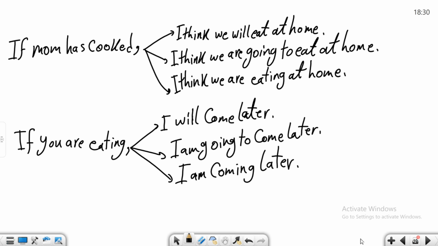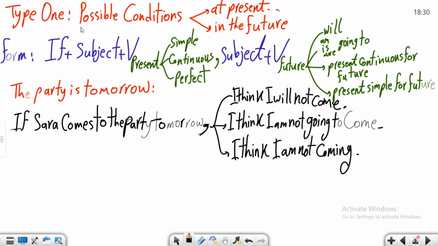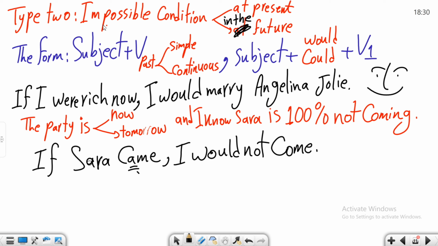And now, my friends, after we have talked about type 1, which is used to talk about possible conditions at present and in the future, today we are going to start talking about type 2, which is used to talk about impossible conditions at present and in the future. Let's talk about the form first, my friends.